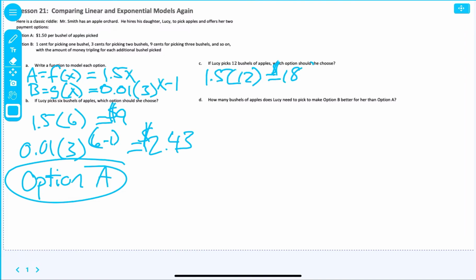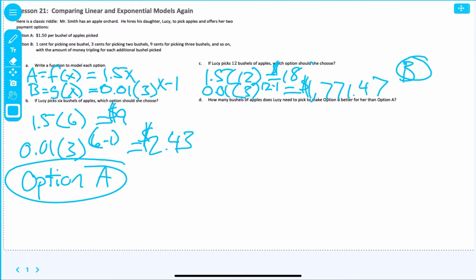What'd you get, Michael, for option B? Now, do y'all think Michael's right? Unfortunately, he is correct this time. All right. Yes, if we put that in as 0.01 times 3 to the 12 minus 1, that equals $1,771.47. So I'm picking option B.